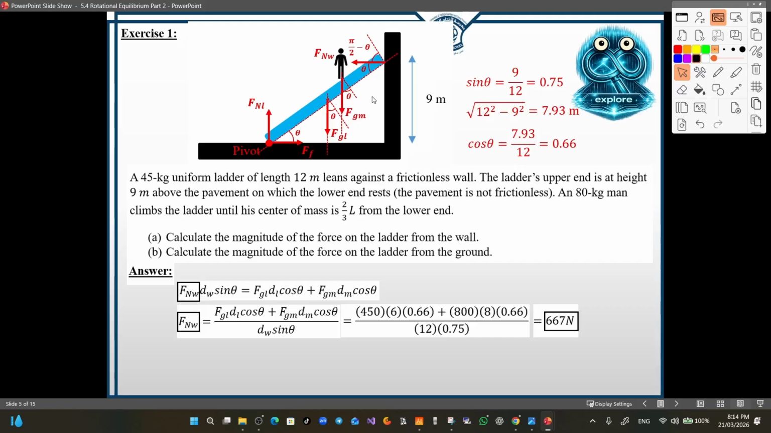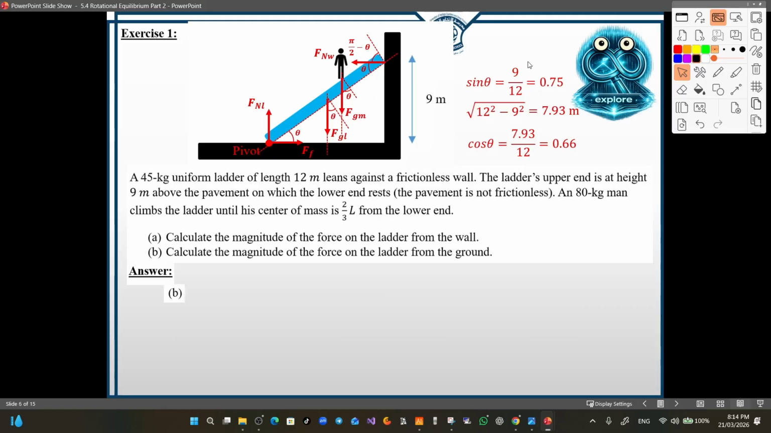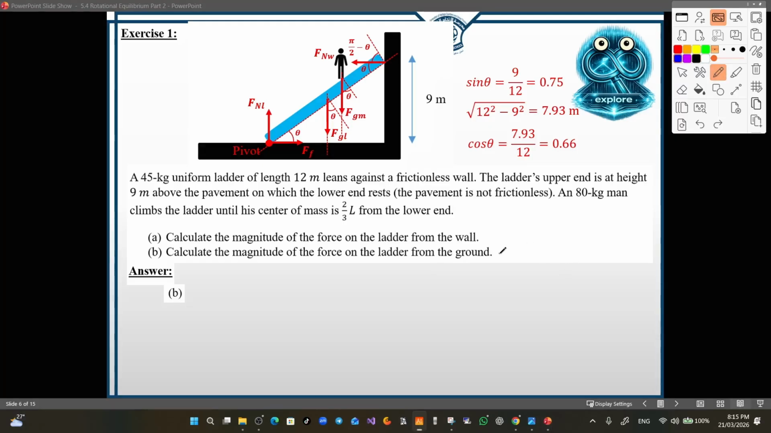Now in part 2, they want us to calculate the magnitude of the force on the ladder from the ground. So the force exerted on the ladder from the ground. Actually, we have two forces acting from the ground on the ladder. The first force is the FNL, which is the normal push, and the second force generated also by the floor or the ground, which is the frictional force. So after we find the magnitude of each one of these forces, we need to add them using the Pythagorean sum to find the magnitude of the force on the ladder from the ground.